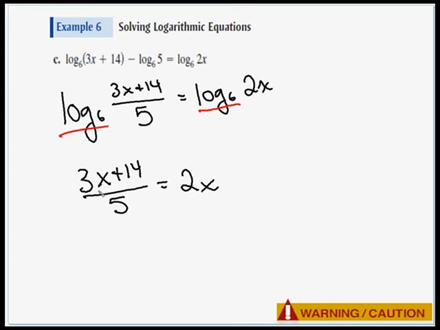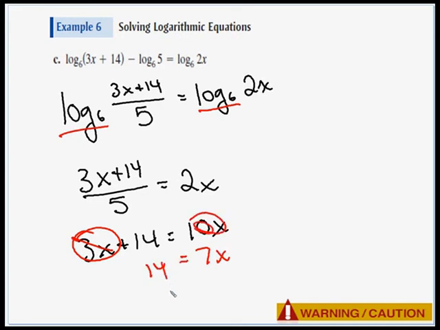And now we just have to solve for x. Multiply each side by 5, and we'll have 3x plus 14 is equal to 5 times 2x, which is 10x. Let's subtract 3x from each side. So now we have 7x, and that's equal to 14. Divide by 7. x is equal to 2.